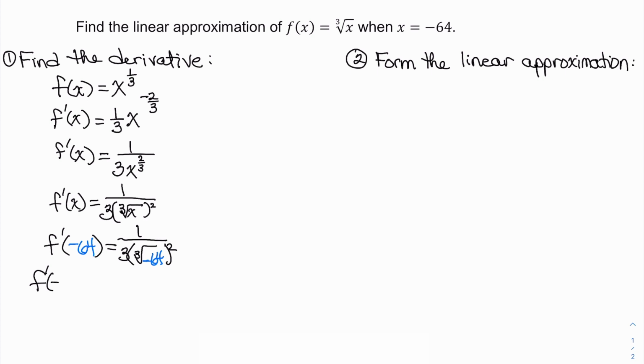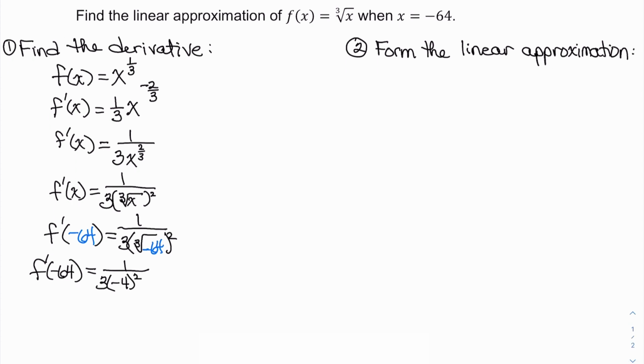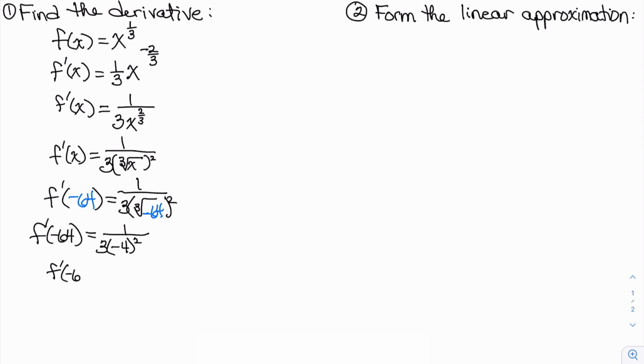So our f prime of -64 is equal to 1 over 3 times, open our parentheses, the cubed root of -64 is -4, and then we still have to square that. Following order of operations, our f prime of -64 is 1 over 3 times, well, -4 quantity squared is 16. So that gives me f prime of -64 is 1 over, and 3 times 16 is 48. So that's the slope of our tangent line at x equals -64.